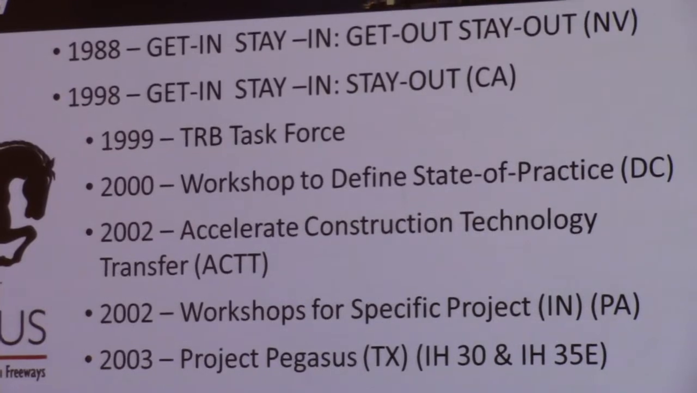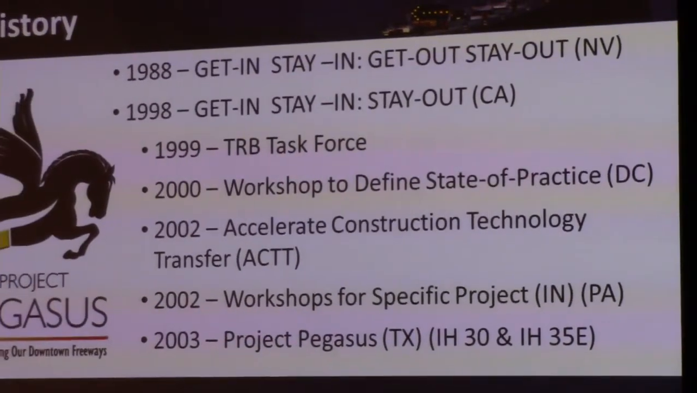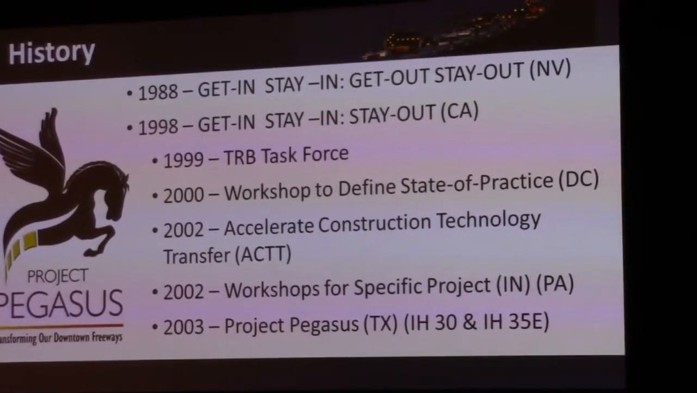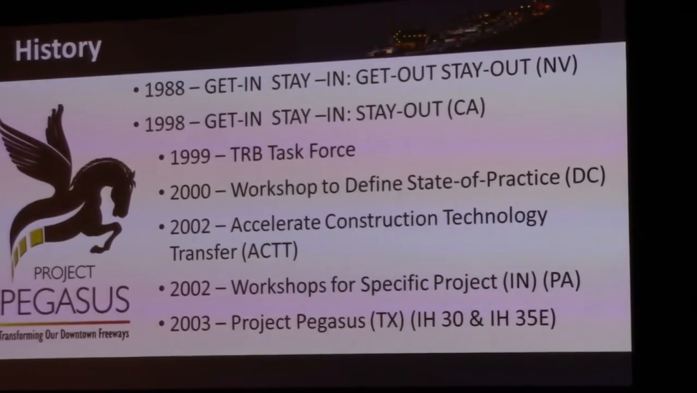We started saying, well, what do we need to do? We really need to get our projects done quicker, get out of the public's way, and so on. So we want to get in there, we want to stay in there, get the work done, and we want to get out, but more importantly, we want to stay out. We want to do it with quality and get out of there and stay out of the public's way for a period of time. So that was sort of a launch of a statement like this. California picked it up and changed it a little bit. TRB task forces were formed. State of the practice sessions were held. The technology transfer sessions were held. And then it led to a Project Pegasus in 2003 where some projects were launched around the country with these concepts.